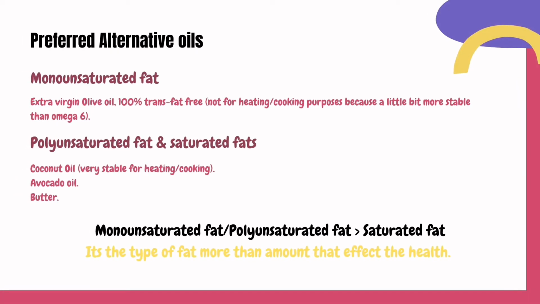Preferred alternative oils are as follows: from monounsaturated fats, olive oil is a 100% trans fat-free oil, but it's not recommended for heating. From polyunsaturated fats, coconut oil and avocado oil are good for use. While for saturated fats, butter is a good source.